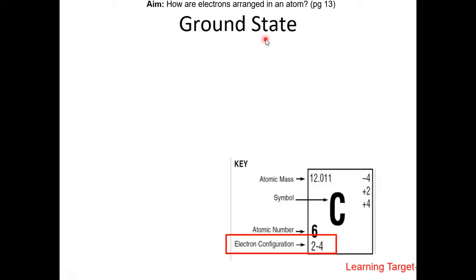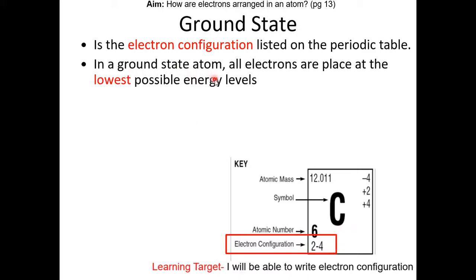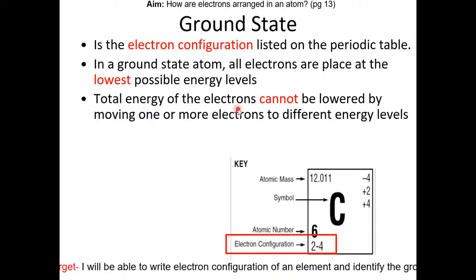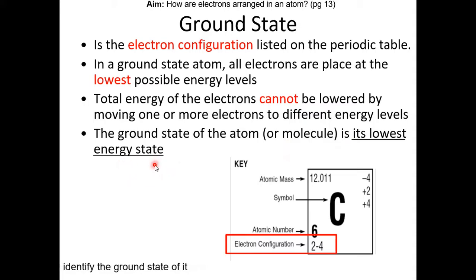So what is a ground state? A ground state is the electron configuration listed on the periodic table. This is the ground state of the element carbon. In a ground state atom, all electrons are placed at the lowest possible energy levels. Okay? So the total energy of the electrons cannot be lowered by moving one or more electrons to different energy levels. If you were to move electrons around, it will not lower the energy of that ground state. The ground state is the lowest possible energy state. It cannot get any lower. Okay?